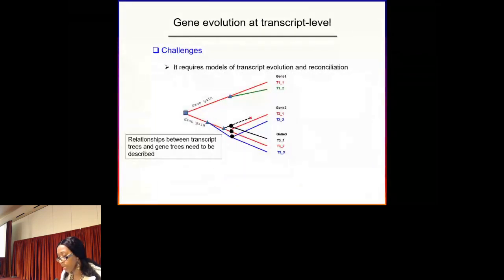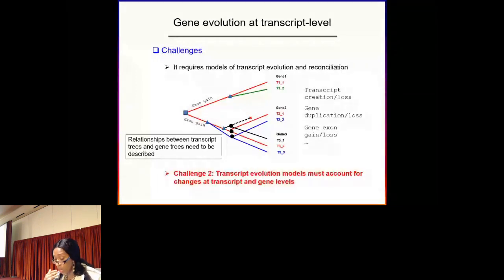And so the second challenge is related to the model of transcript evolution. So we need a model of transcript evolution that explains the evolution of transcripts inside the gene tree. So the reconciliation between transcript trees, transcript phylogenies, and gene phylogenies. For instance, here in the same tree, we can have events at the level of transcripts, that are the triangles for transcript creation and the X for transcript losses, and also gene level events that are, for instance, duplication of genes. And we also have events at the species level that are, for instance, speciations here. So the second challenge is to have a transcript evolution model that accounts for changes at the level of transcripts and genes and integrates them into a single model.